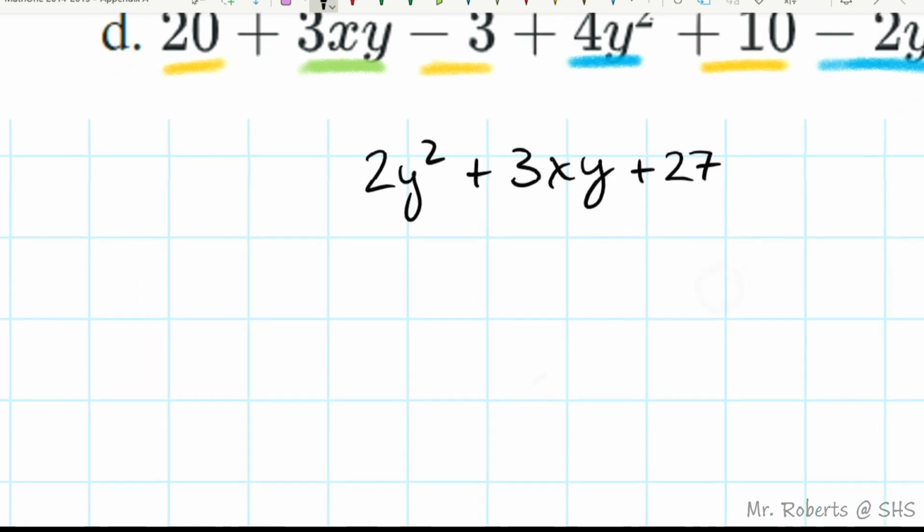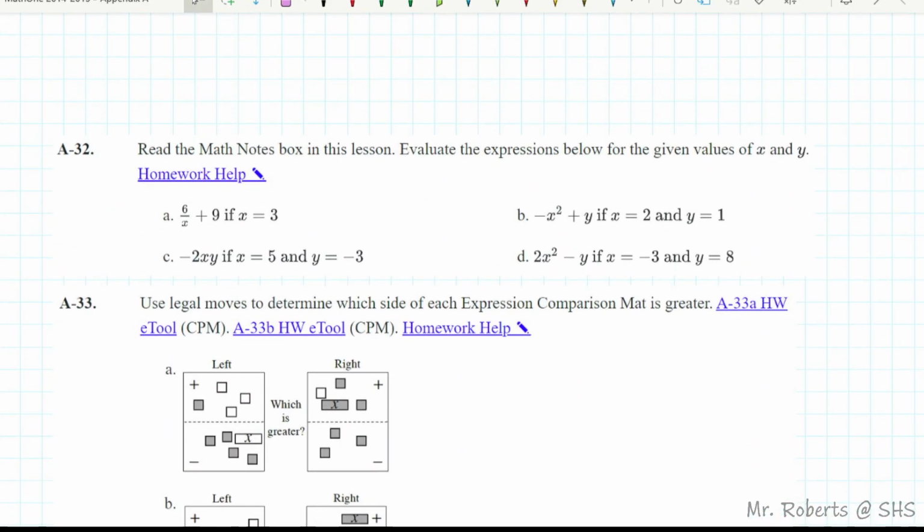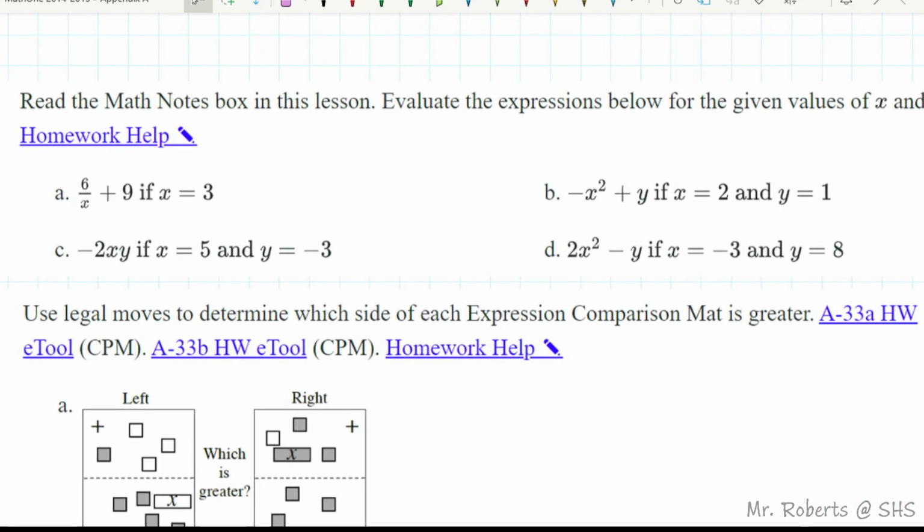Let's move on to question 32. Yes, 32. Kind of crowded here. It says, read the math notes in this lesson about evaluating expressions. Evaluate the expression below for the given values of x and y. Okay, let's take a look at the math notes real quickly.